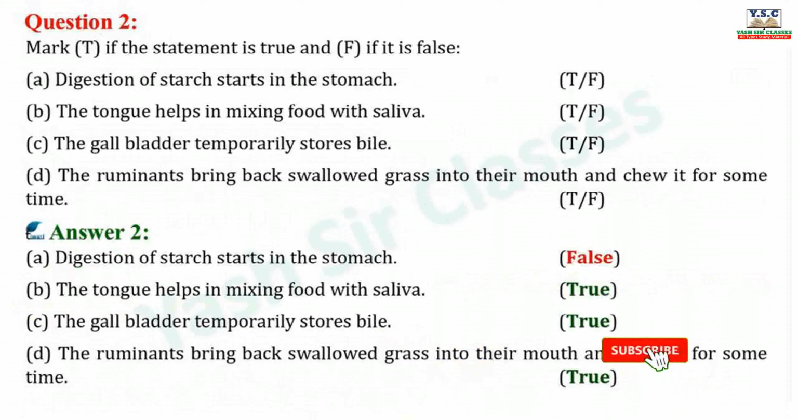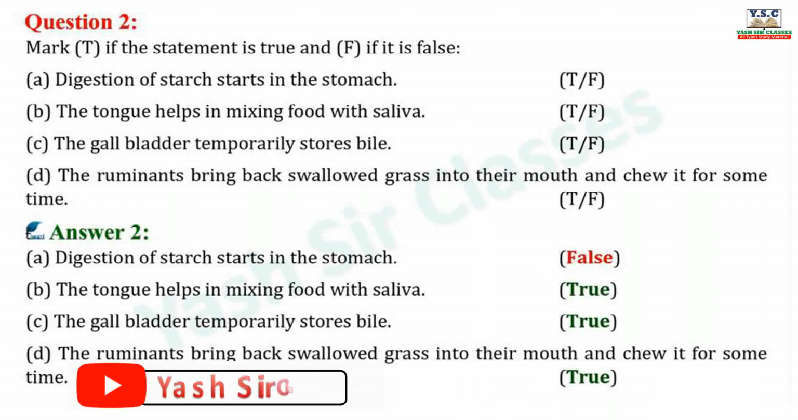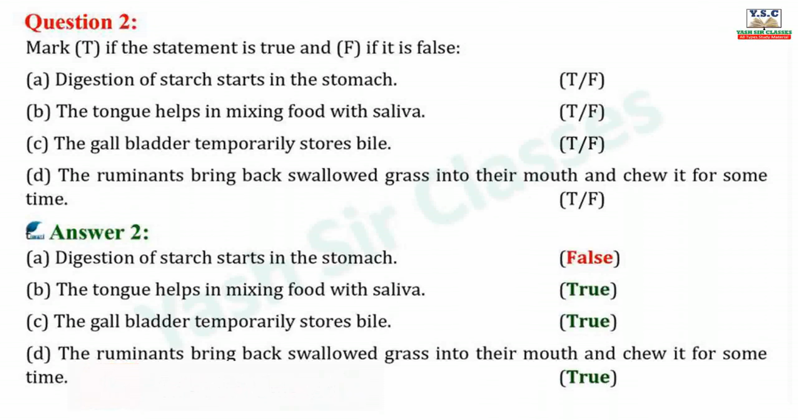Question number 2. Mark T if the statement is true and F if it is false. A. Digestion of starch starts in the stomach. B. The tongue helps in mixing food with saliva. C. The gallbladder temporarily stores bile. D. The ruminants bring back swallowed grass into their mouth and chew it for some time.